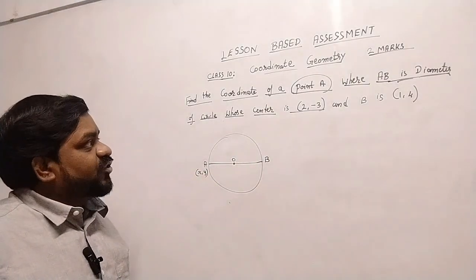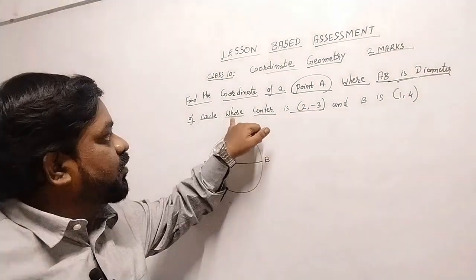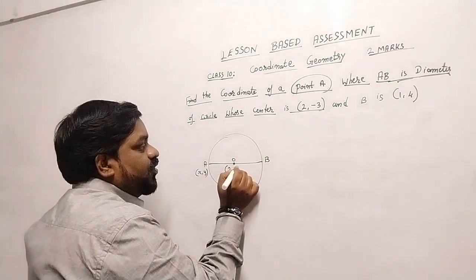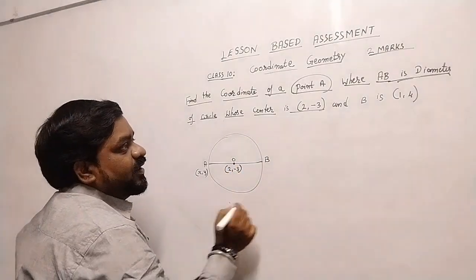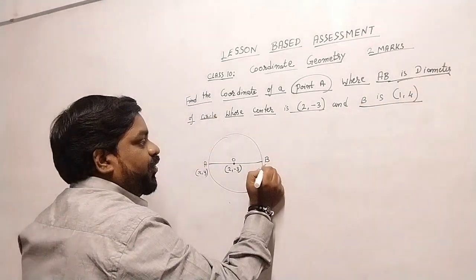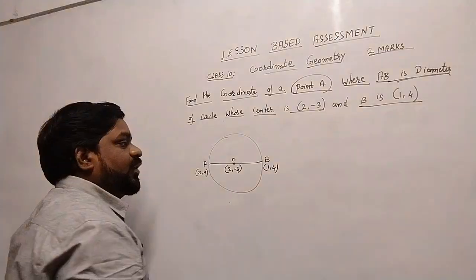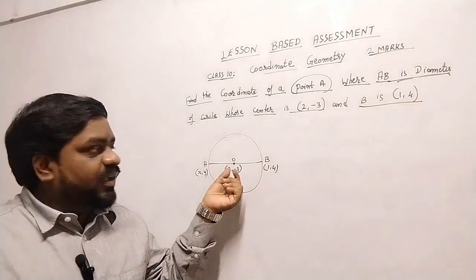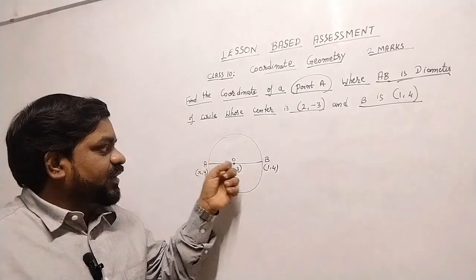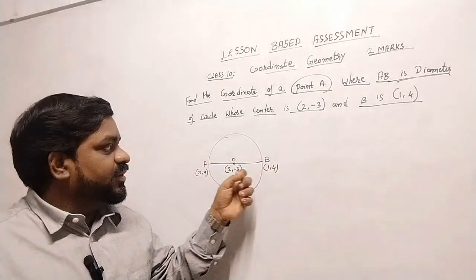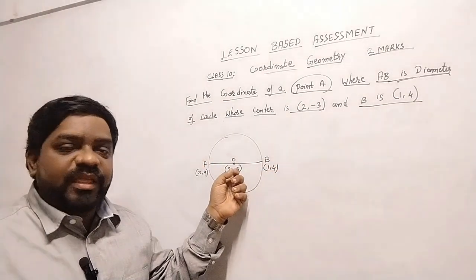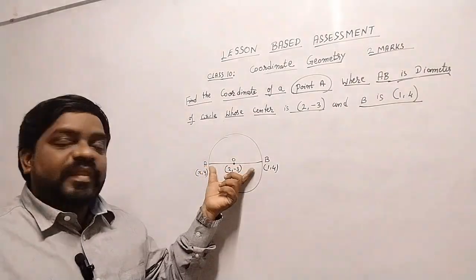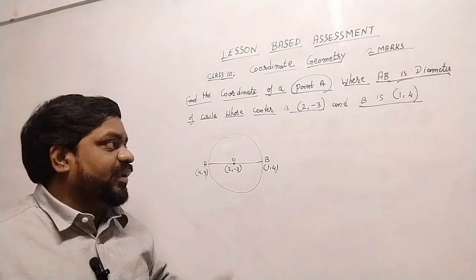I will name it as x comma y, whose center is 2 comma minus 3. This is the center, 2 comma minus 3, and the point B is 1 comma 4. So O is the center of the circle, OA is a radius and OB is also a radius. So the radius will be the same, and therefore O is the midpoint of the given line, that is the diameter.